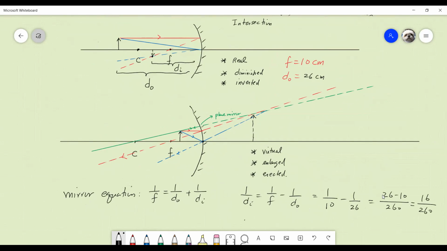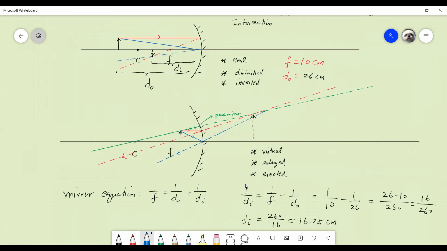But remember that's a reciprocal, so I have to flip it over. So it will be 16.25 centimeters. Now, my question is, does this distance look like 16.25? Yes, right? Because the f distance is 10, the c distance is 20. The image is between 10 and 20, and it looks like 16.25.